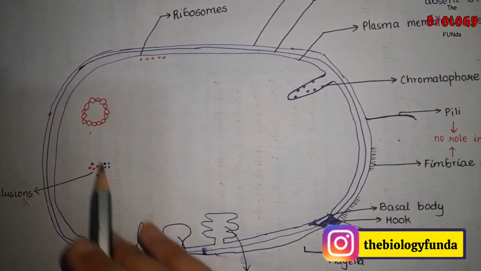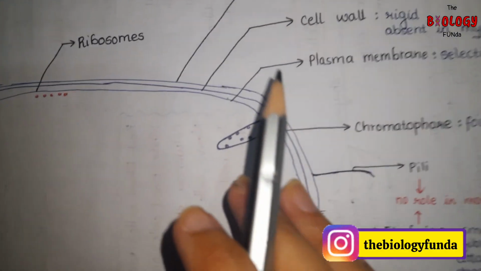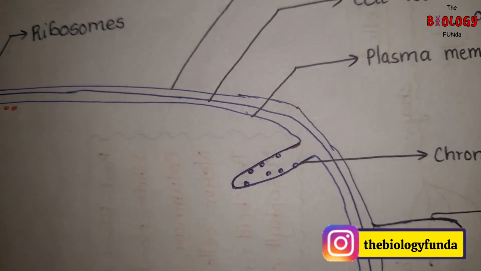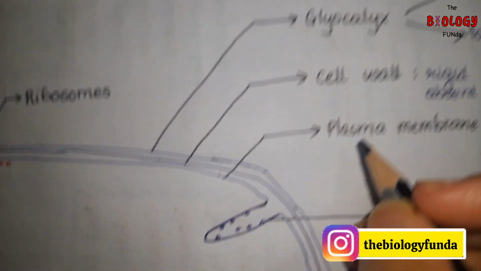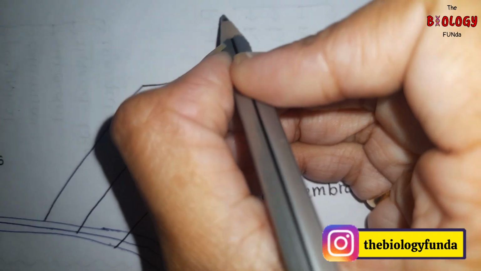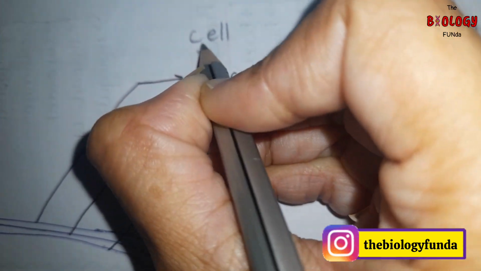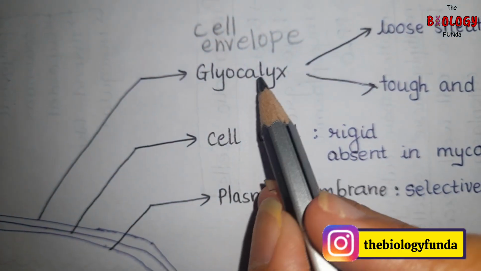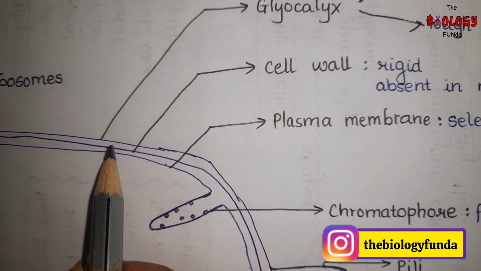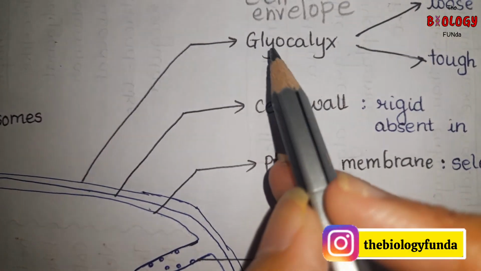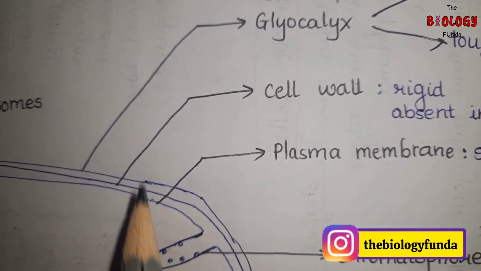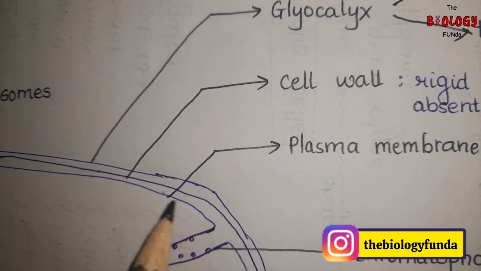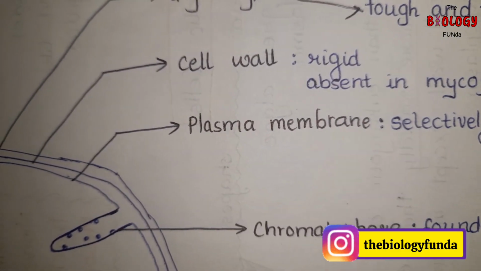Now this is a prokaryotic cell. If we look at the outer structure, it is called as cell envelope. And this outer structure consists of 3 layers. The outermost layer is known as glycocalyx. The middle layer is called as cell wall. And the innermost layer is called as the plasma membrane.